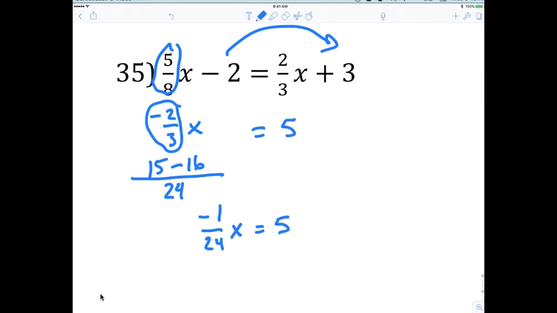We want the variable to be positive, but sometimes when you're dealing with fractions, it's not easy to tell which one is greater or smaller. So you could move the 5/8 to the right, and you could move the 2/3 to the left. It doesn't really matter, because I don't want to spend time trying to figure out which fraction is greater. Does that make sense?